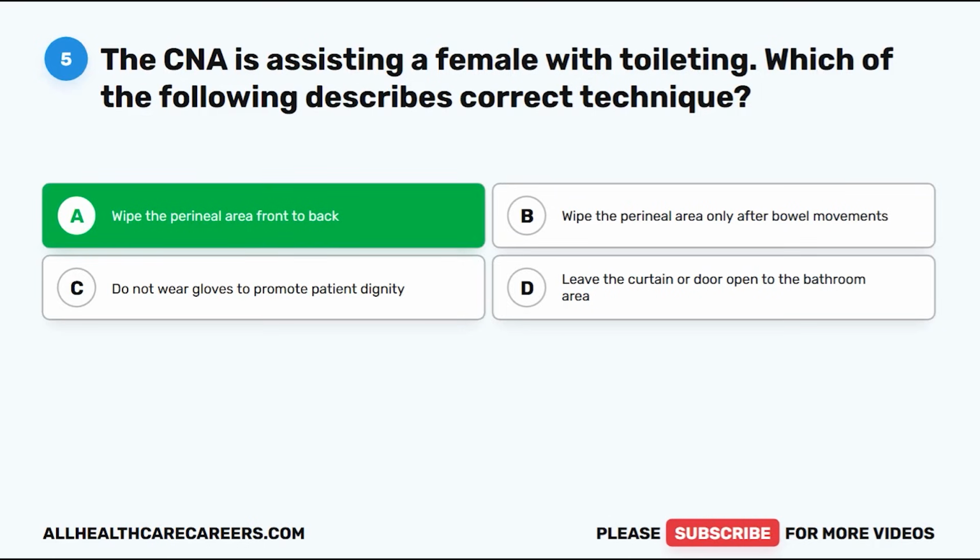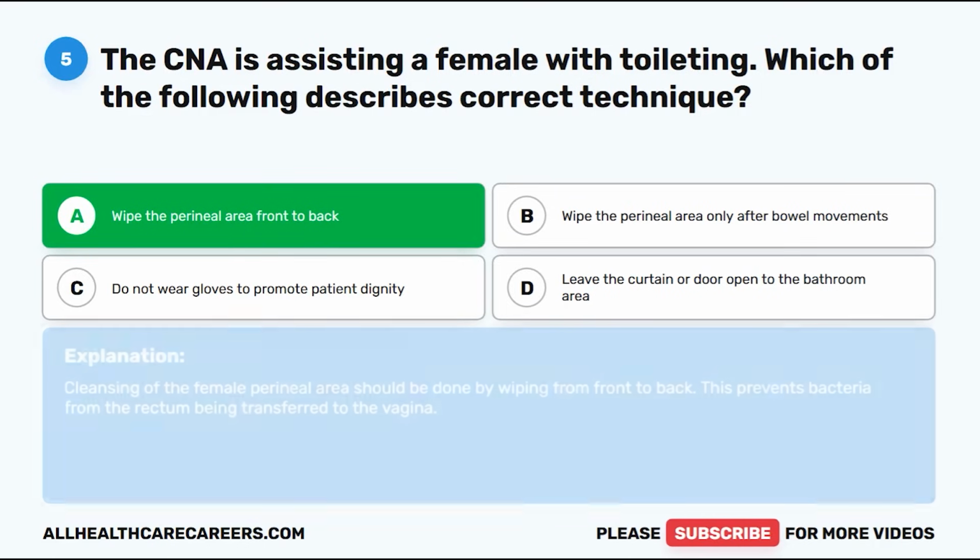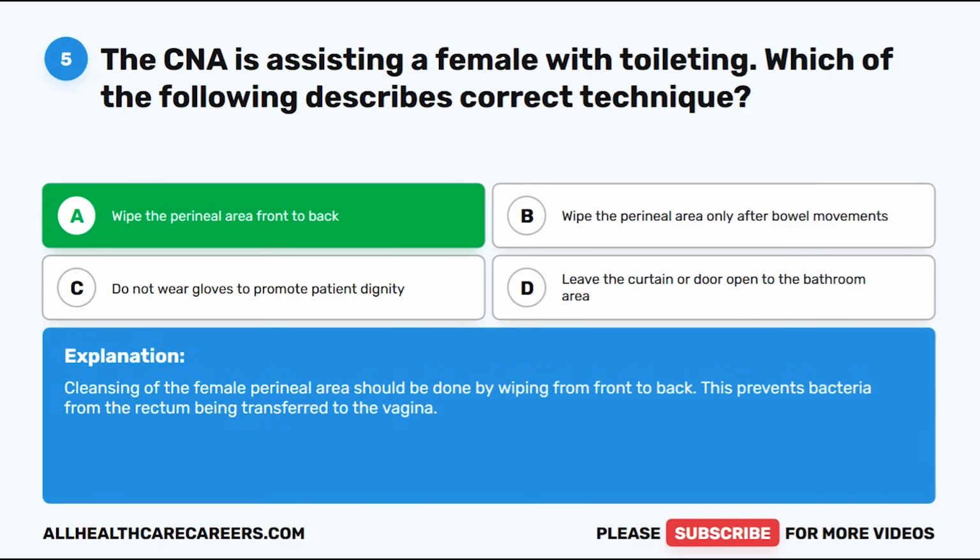Wipe the perineal area front to back. Cleansing of the female perineal area should be done by wiping from front to back. This prevents bacteria from the rectum being transferred to the vagina.